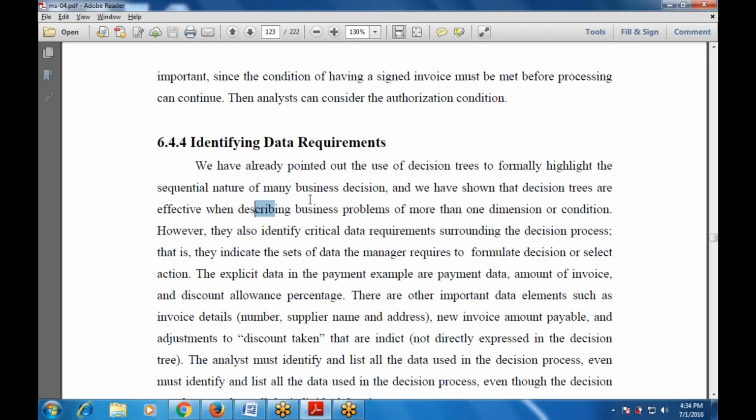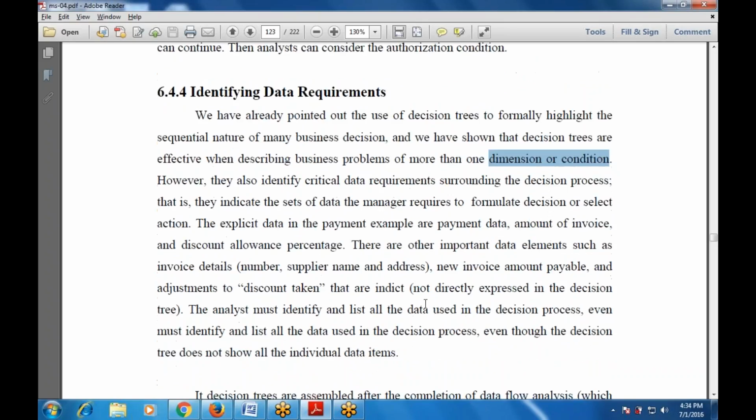So conditions and actions are represented using decision trees. These are very effective when describing a business problem of more than one dimension or condition. DFD is also one of the methods, but if we compare with the decision tree, whenever there is a requirement of more than one condition or dimension, decision trees are very important. However, they also identify the critical data requirements used by the decision process. So decision trees are an effective method that works on the conditions and then provides the actions.